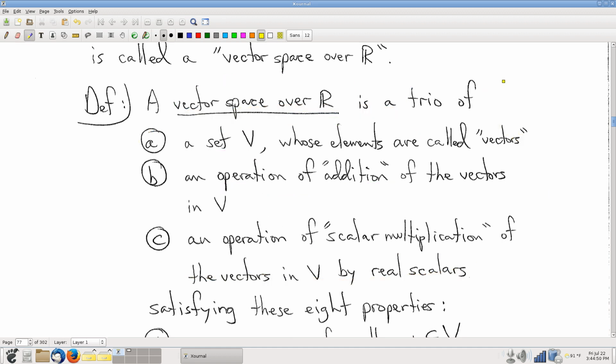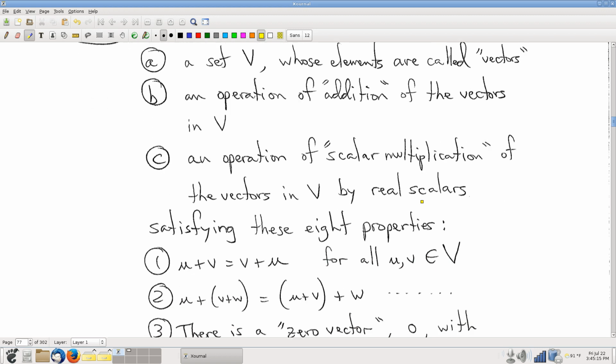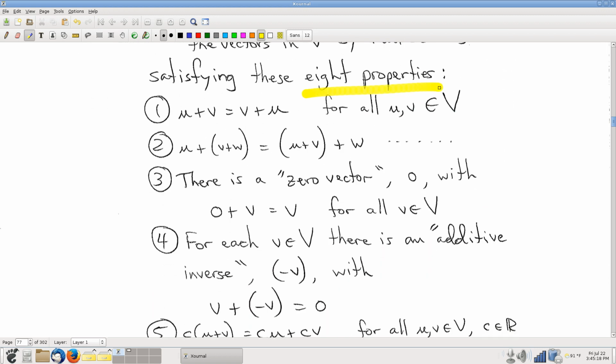Okay, so whatever this object might be, whatever this underlying set might happen to be, whatever the elements in that set might happen to be, however I might happen to define an addition on those elements, however I might happen to define a scalar multiplication on those elements, this is called a vector space. With some additional requirements, we do have 8 properties that these operations have to satisfy.